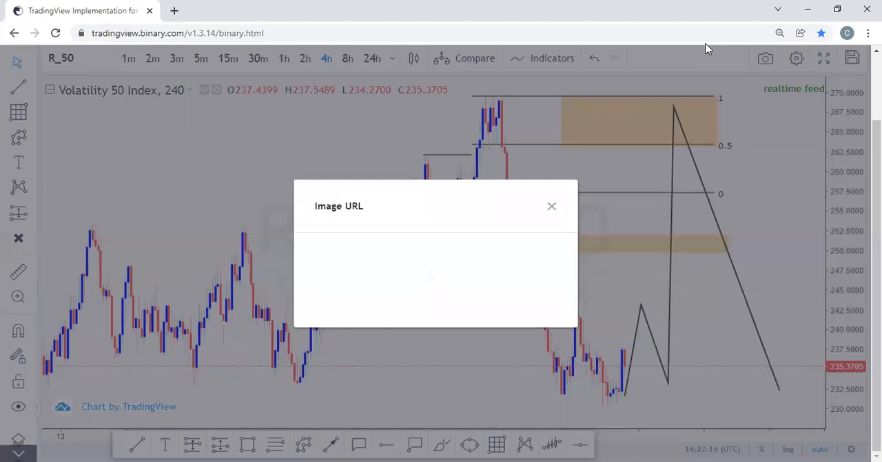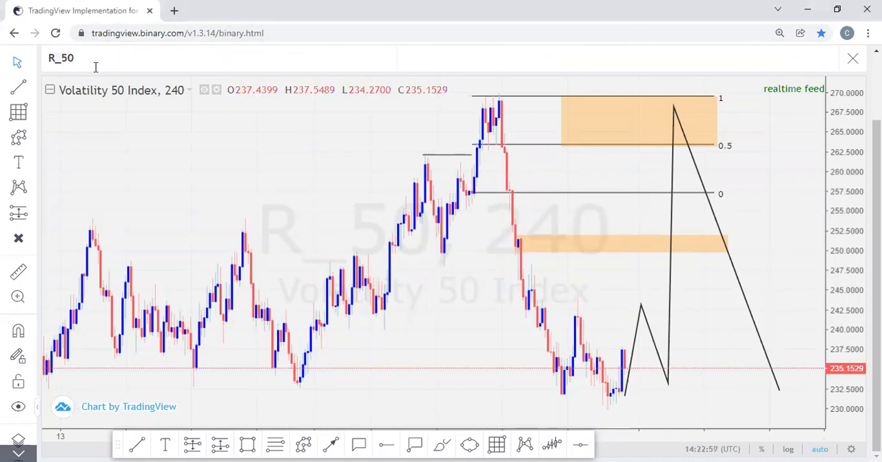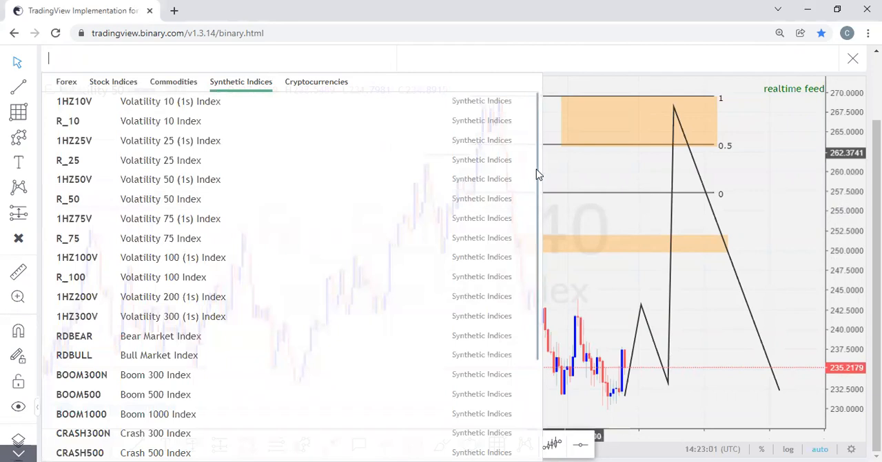We'll look at one last thing and then we call it a day. I don't want to waste too much time on this video. I've posted it on my Telegram channel. So let's look at just one more. Let's look at step index.